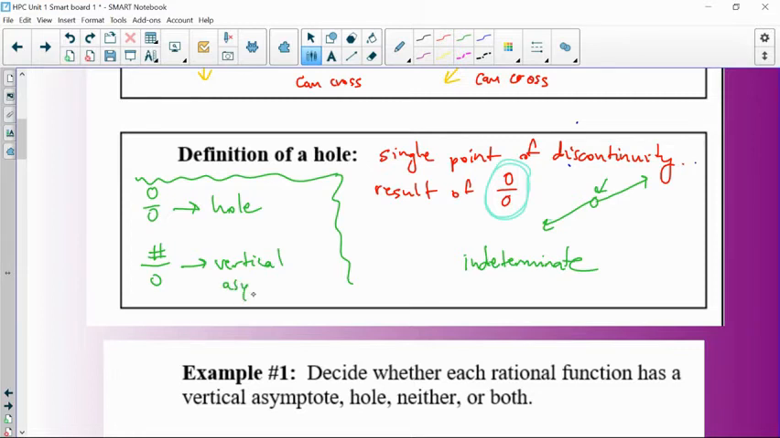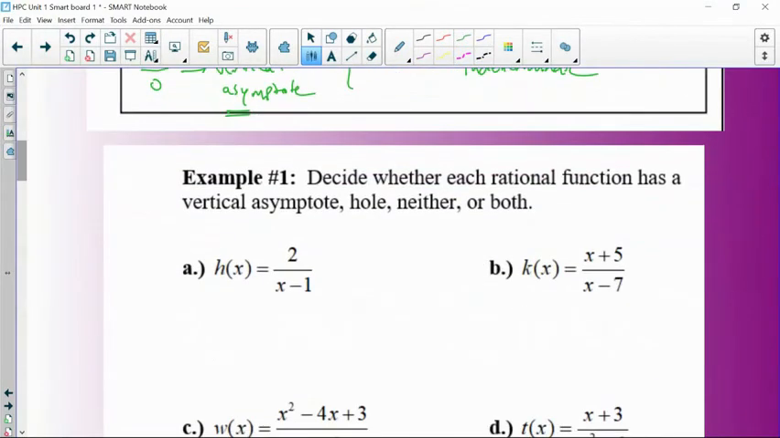And so that's one of the first things that we're going to have to be able to distinguish and recognize: if you have a rational function, which is basically a polynomial both in the numerator and the denominator, how do you distinguish? Does it have a hole or a vertical asymptote? So, all of these examples are rational functions.